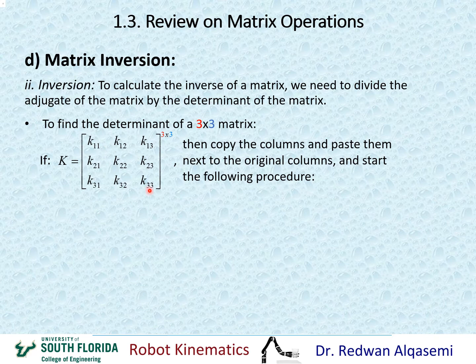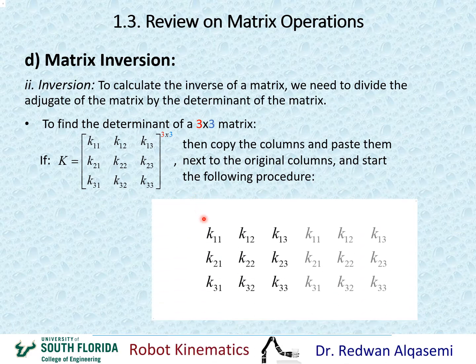The first step here is to copy all 9 elements and place them right next to the matrix that you would like to find the determinant for, in this fashion. So I took all these 9 elements, I placed them here, and then I copied them again and placed them next to the original elements. So these 9 elements are a copy of the 9 elements next to them. Once we have this, then we can start the procedure for finding the determinant.